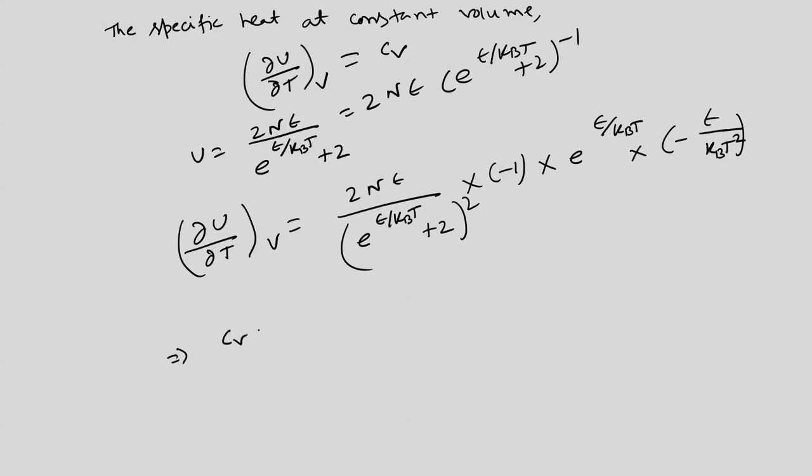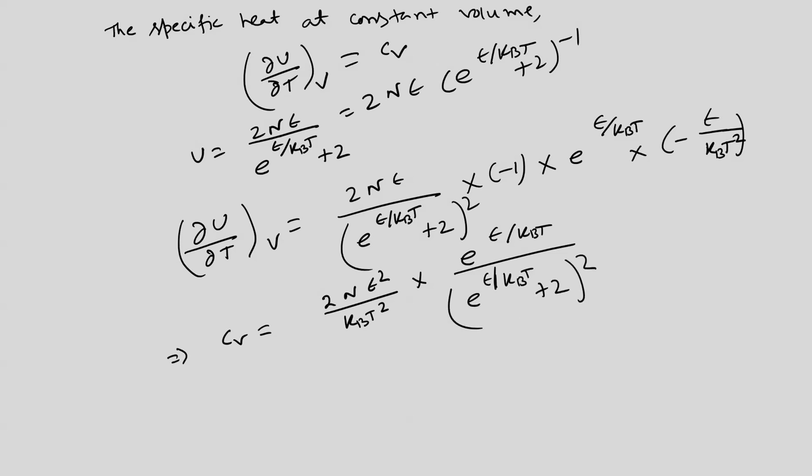So, we get C v is twice n epsilon squared by k b t squared times e to the epsilon by k b t by e to the epsilon by k b t plus 2 whole squared. So, this is the value of C v.